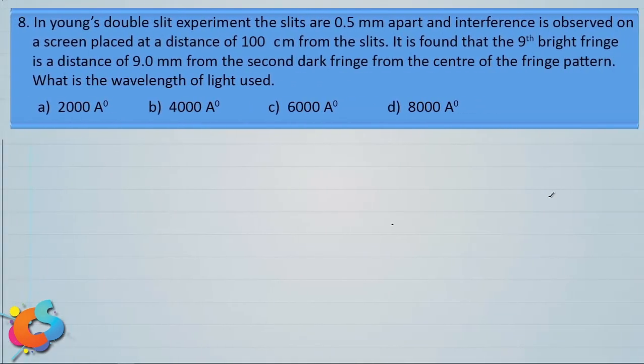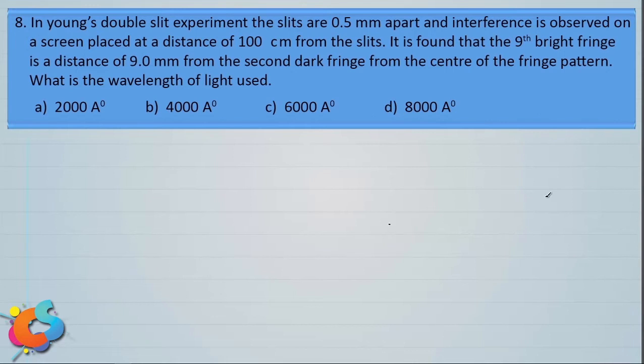Now let's go to the next question. In Young's double-slit experiment, the slits are 0.5 millimeter apart and interference is observed on a screen placed at a distance of 100 centimeter from the slits. It is found that the ninth bright fringe is at a distance of 9 millimeter from the second dark fringe from the center of the fringe pattern. What is the wavelength of the light used?